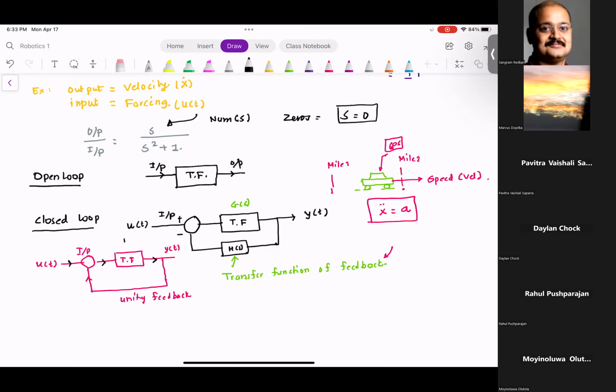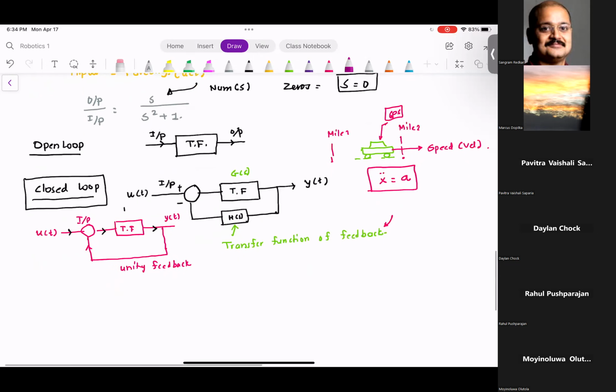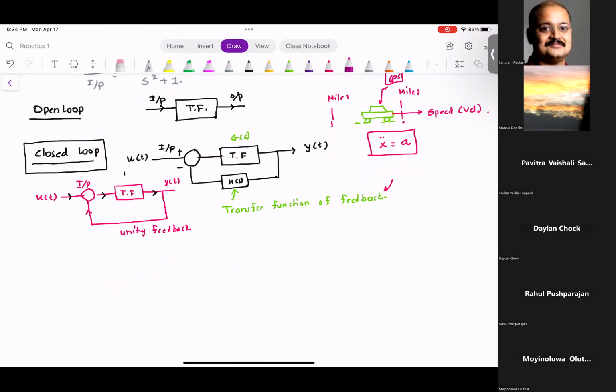So let's try to derive the closed loop transfer function. What I'm going to do is take this particular transfer function, which I showed over here, the closed loop transfer function, and then derive the transfer function of the closed loop system. Think about it like I'm going to combine this whole thing into one transfer function.